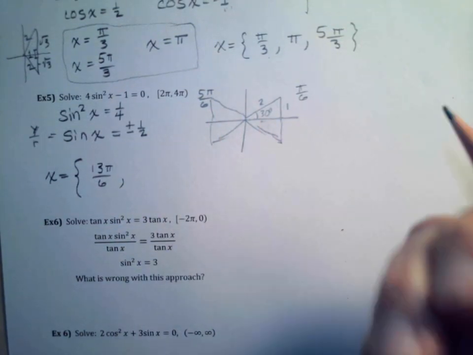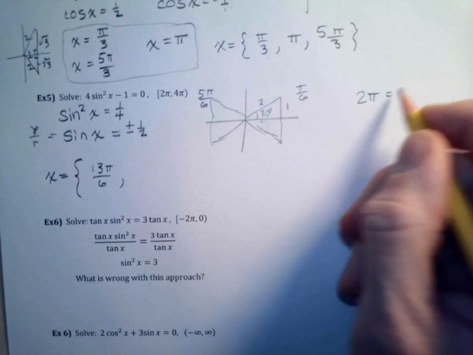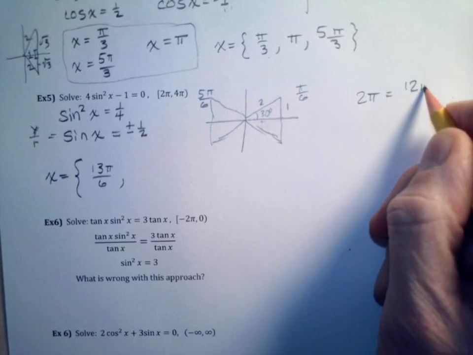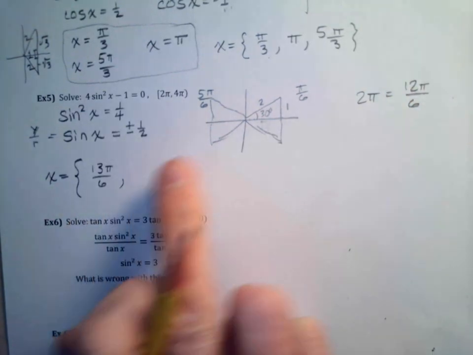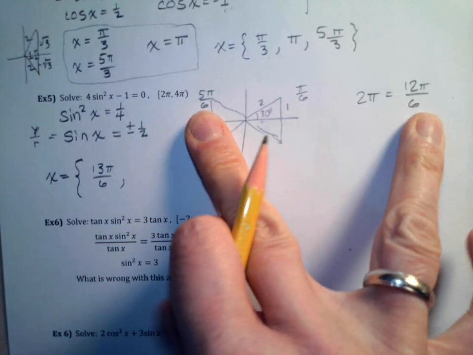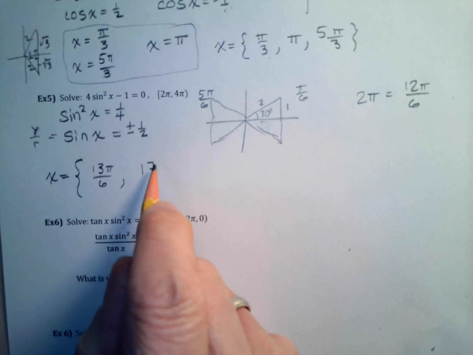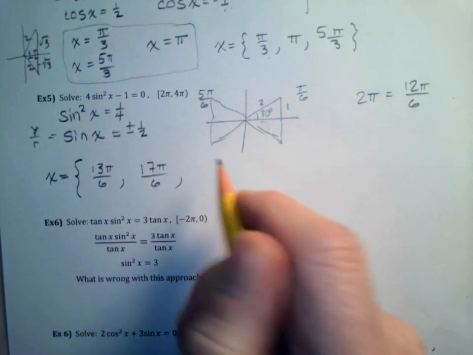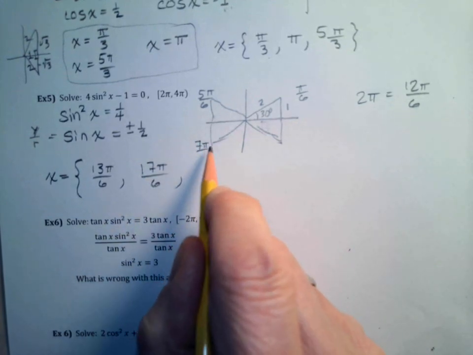We want to add 2 pi, but remember 2 pi is the same as 12 pi over 6 because we've got denominators of 6. So we want to just keep adding this. So add that to this. That's 17 pi over 6. And then this is 7 pi over 6.